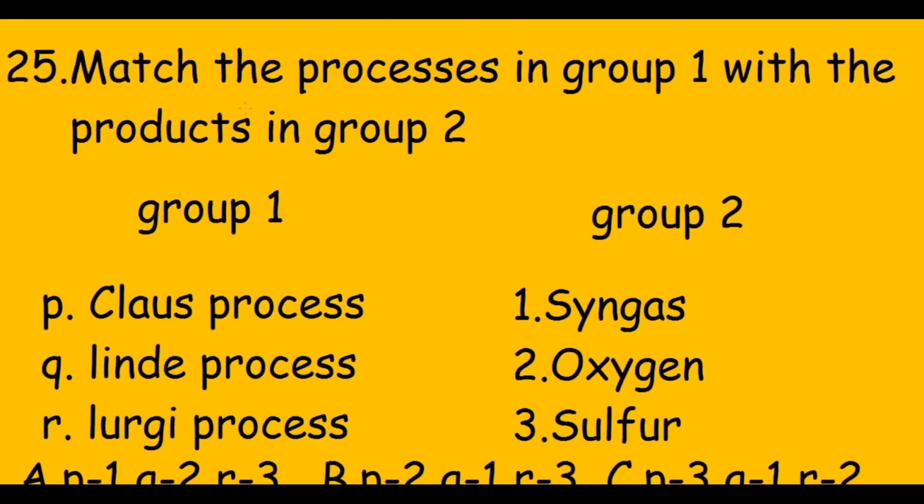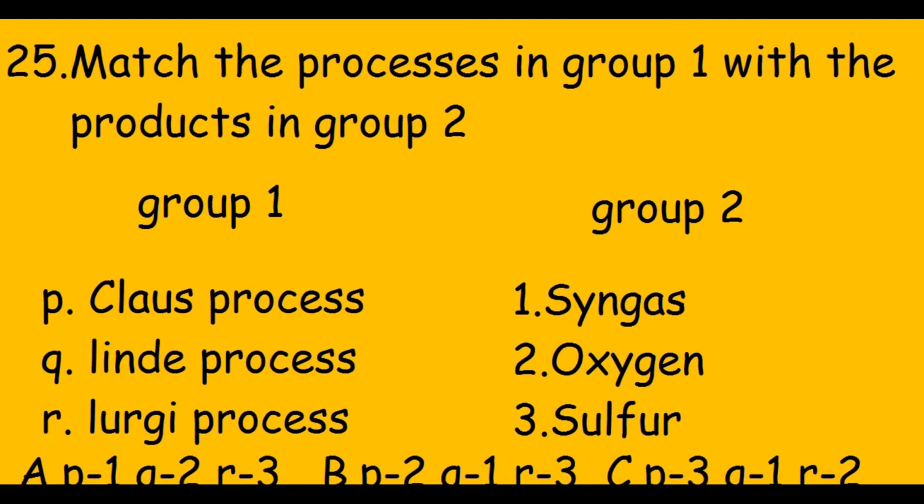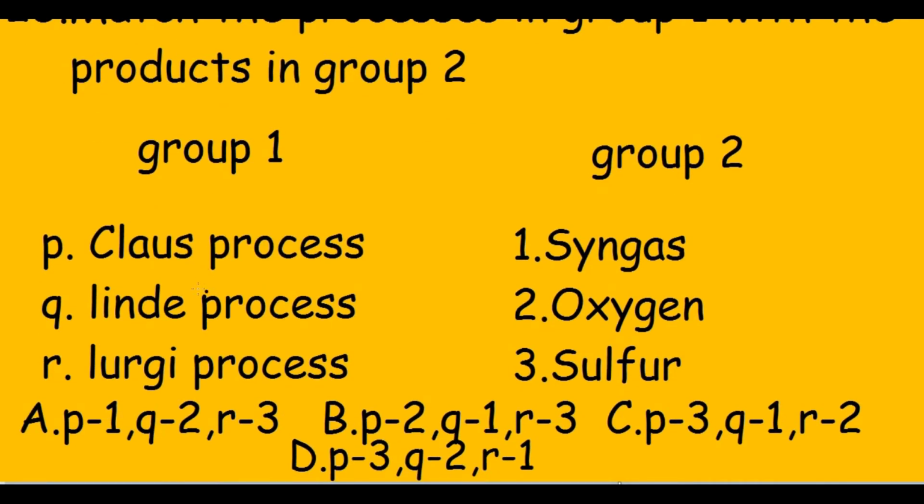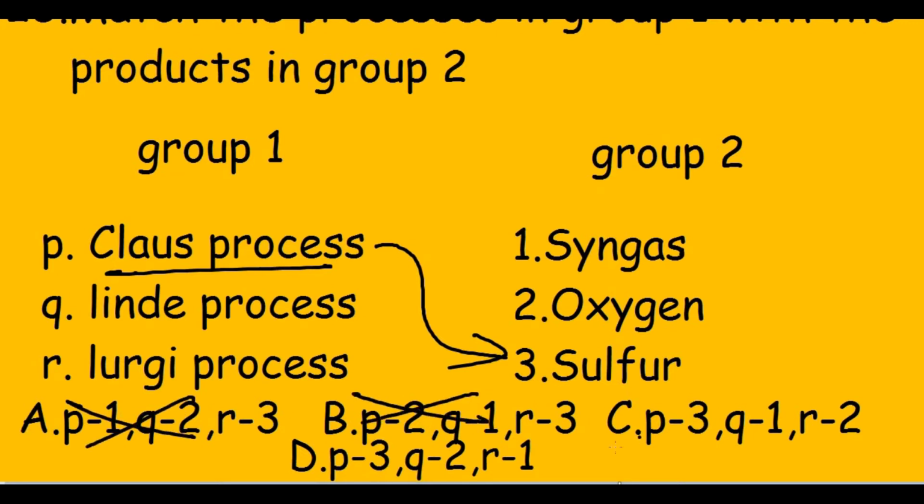So this question says, match the processes in group 1 with the products in group 2. So 2 groups are given and we are asked to match. So we know that Claus process is for sulfur. So P will be 3. So let's check which option says P3. So this is not correct. B is also not correct. So it's either C or D.